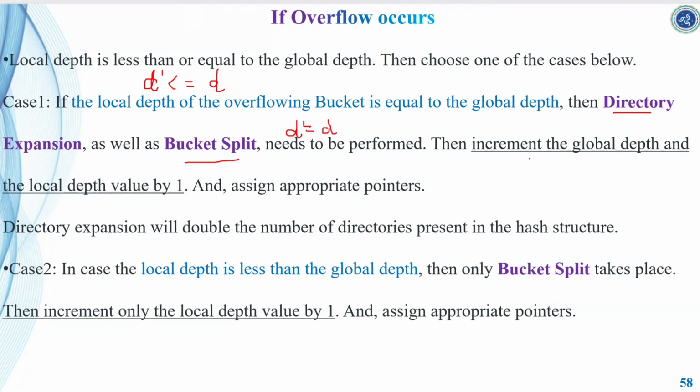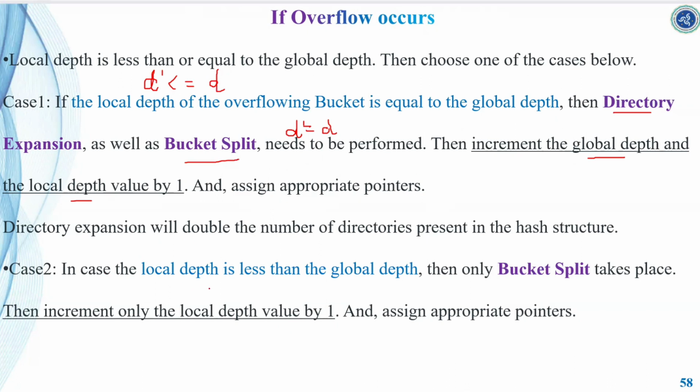Okay, and after doing these two things, we have to increment both values, that is the global depth value D and the local depth value D prime, by 1. So if it is 2, then both will be 2, right? It is equal. Then both have to be incremented to 3. And again, you assign the appropriate pointers from the directories to the buckets.